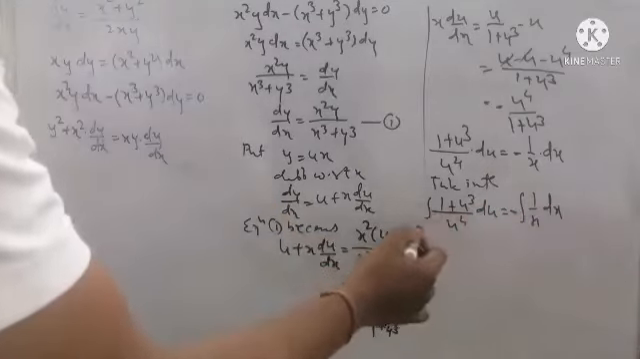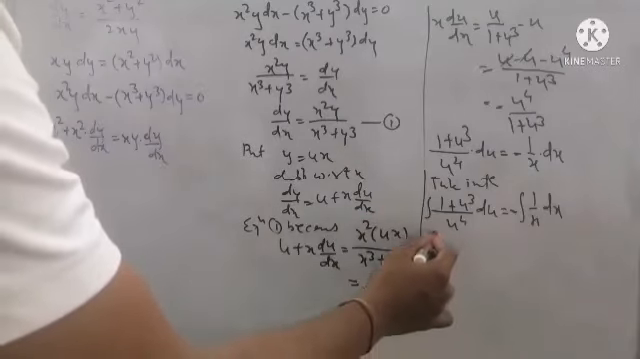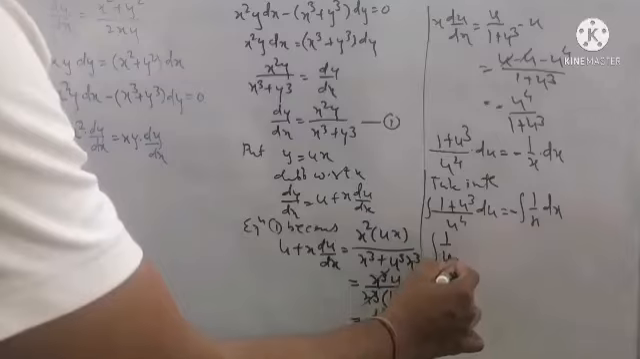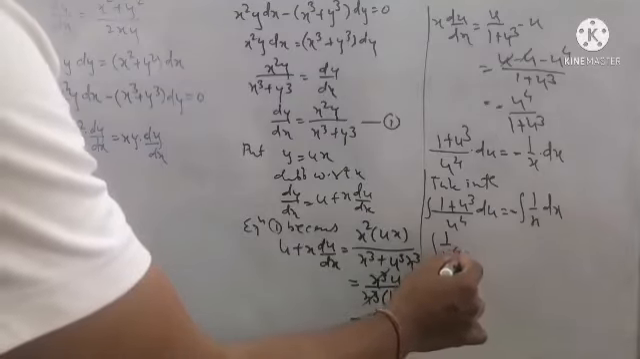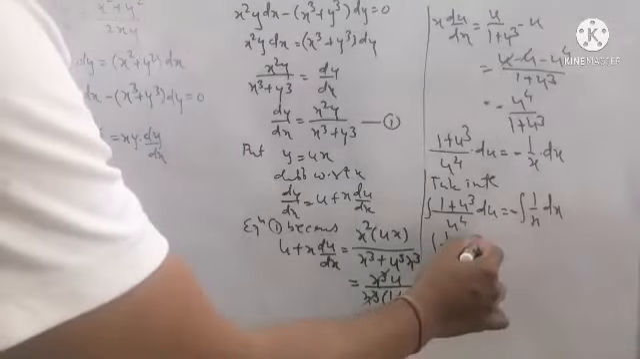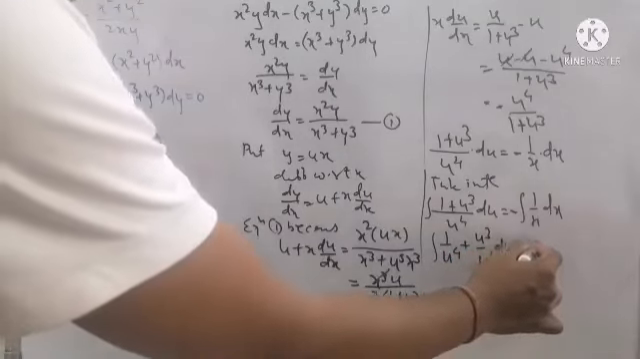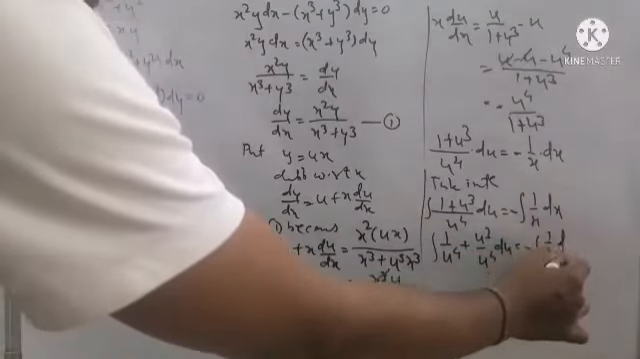Now to simplify this, this is a rational fraction, so I separate the common denominator to get two terms in addition on the right hand side: the first term 1 plus u raised to 4, and the second term u cube divided by u raised to 4 into du, minus 1 upon x dx on the right hand side.